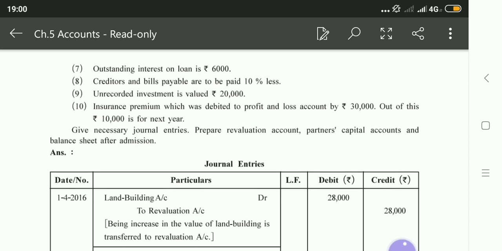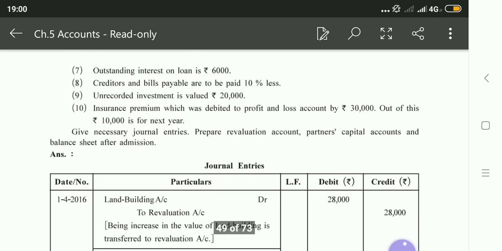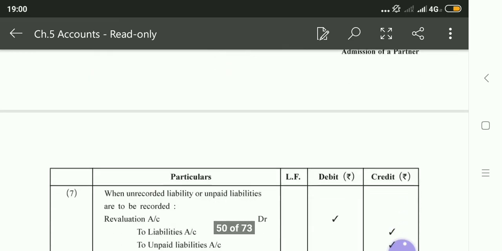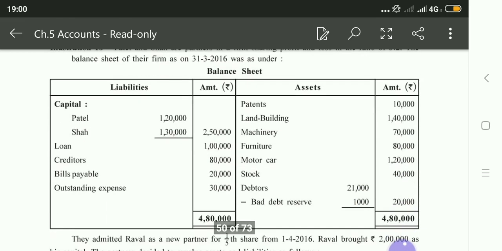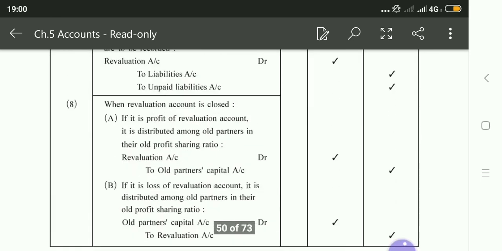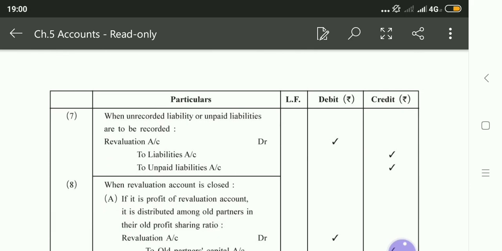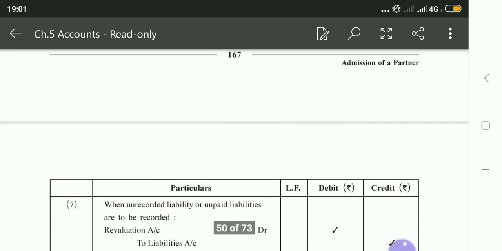Let us quickly check. We'll check the book value of creditors and bills payable first of all in the balance sheet. Yeah, creditors 80,000, bills payable 20,000. 10% of each is 8,000 and 2,000 respectively. Moving towards the journal entry. Yes, I can see here. Revaluation account debit. Sorry, mistaken.